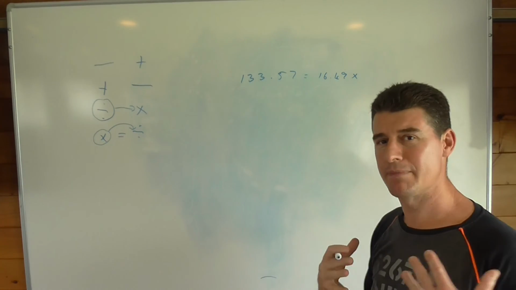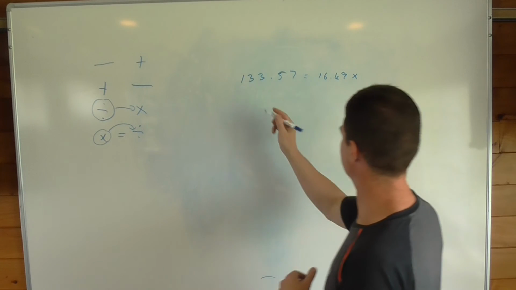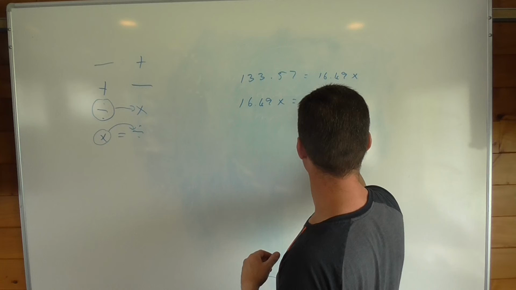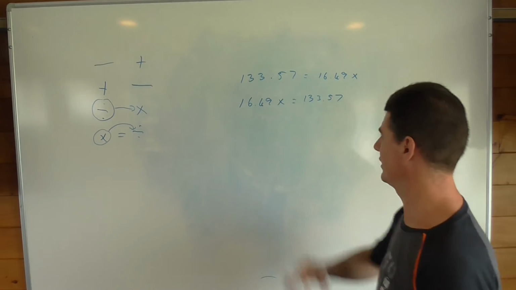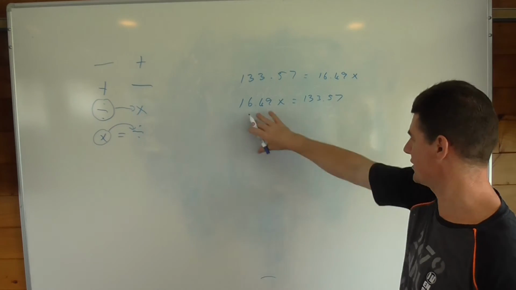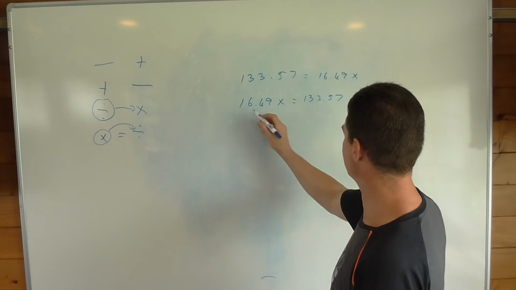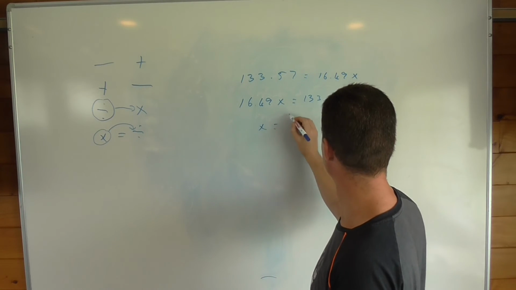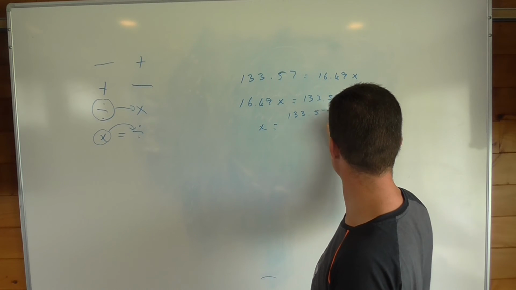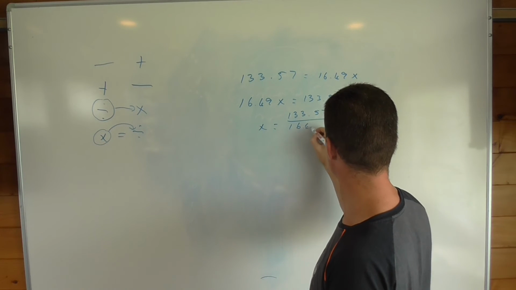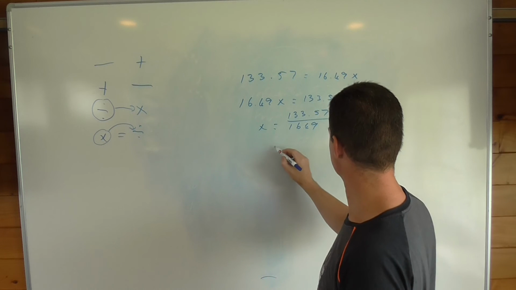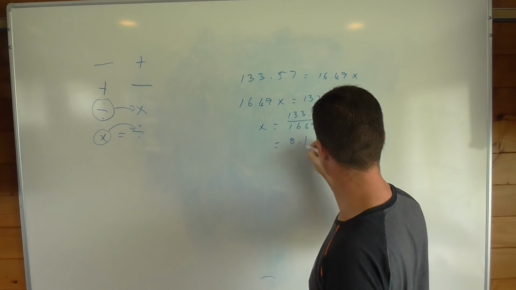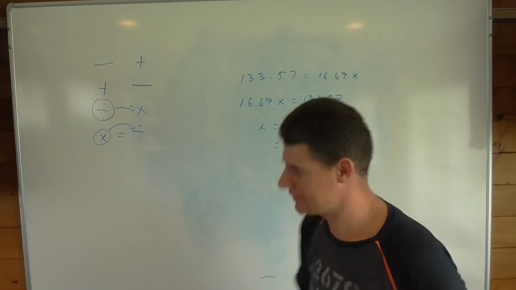But personal opinion, I just like to get the x on the other side. So let's just write 16.49x equals 133.57. I'm just swapping it around, just to get the x on the left hand side. So this is just simply like 16.49 multiplied by x. So x then will be 133.57 divided by 16.49, because we're bringing it over, and the answer is 8.1. Oh, that's so easy.